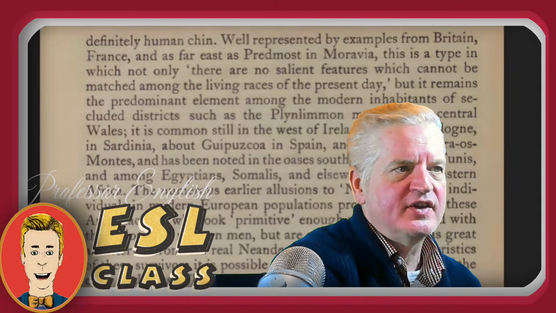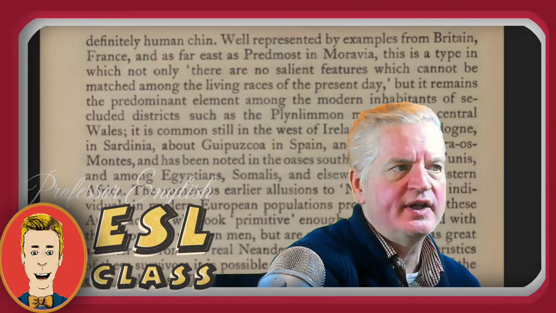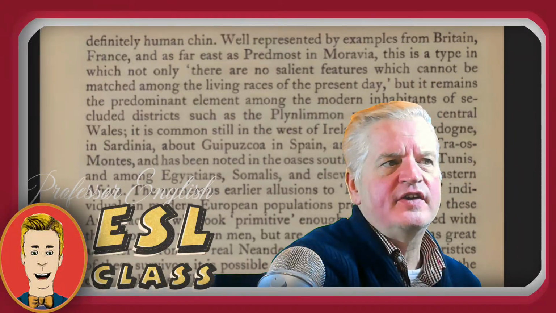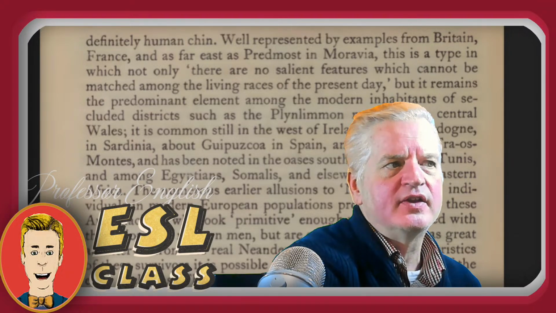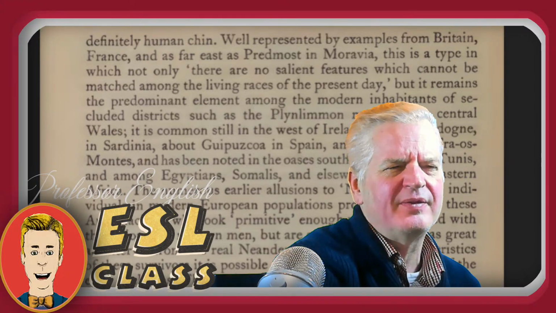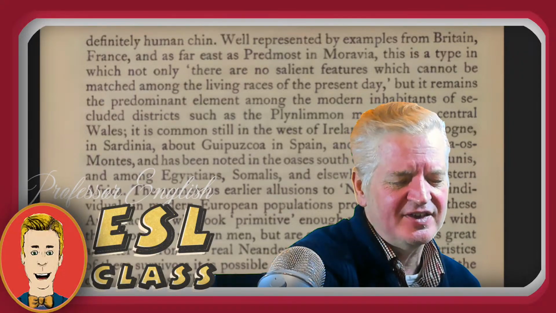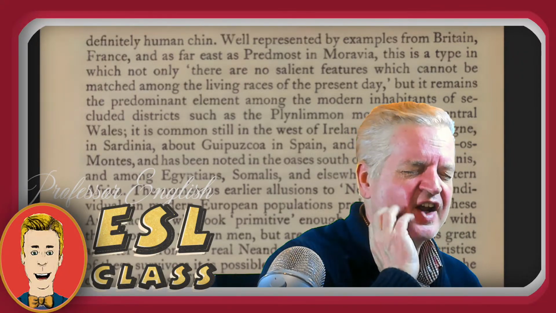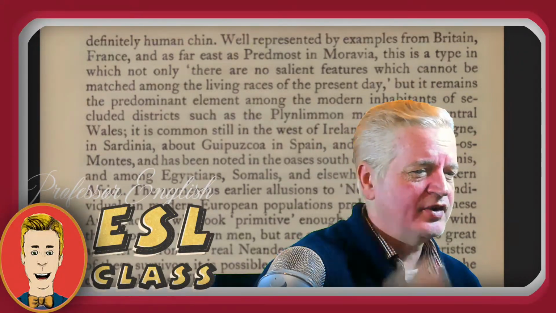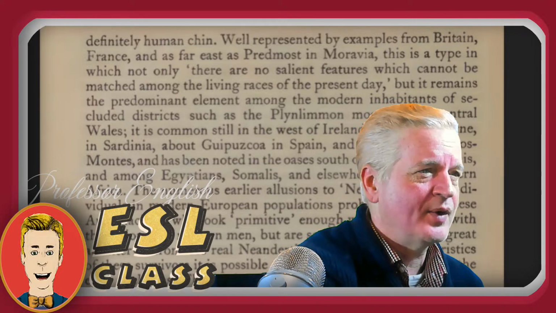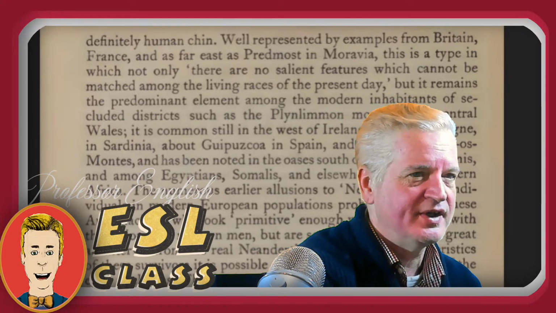No, let me read that again. This is a type in which not only there are no salient features which cannot be matched among the living races of the present day. So that's very confusingly written, but I think what they're saying is that nothing stands out to make them look extremely different from modern people. That's how I'm interpreting it. Maybe I'm wrong. What do you think?